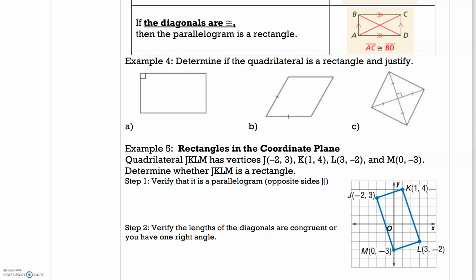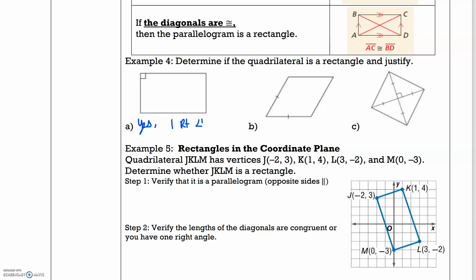So is A a rectangle? Yes. We have one right angle. Now we do need to, I think it meant to say parallelogram besides quadrilateral. So we're going to go ahead and put up here that these are parallelograms. We're just specifying if it's a rectangle or not.